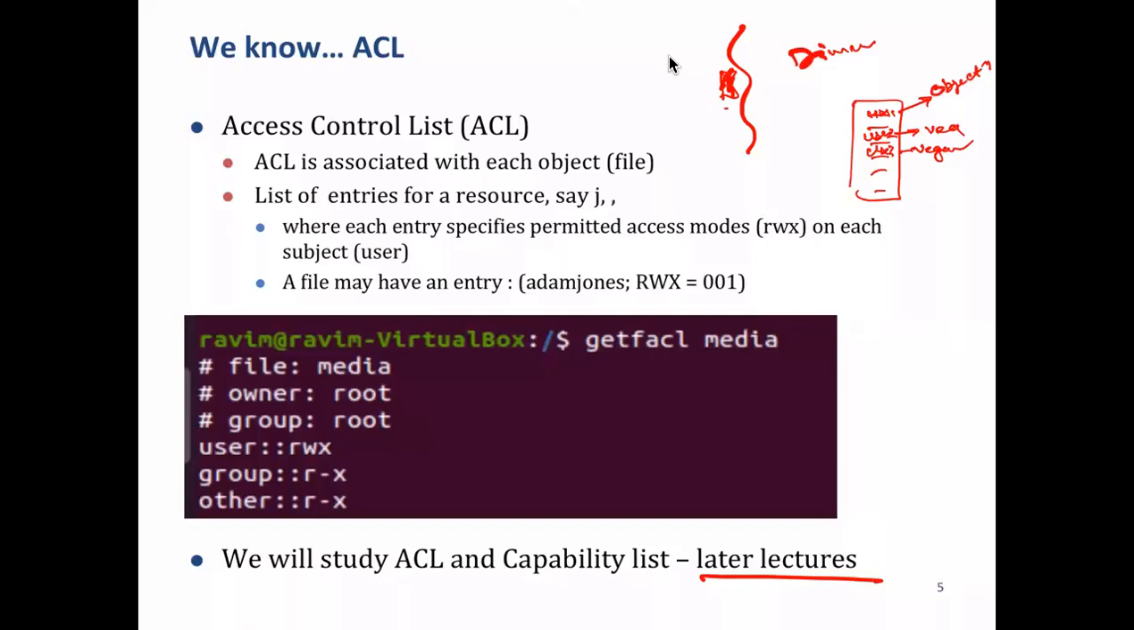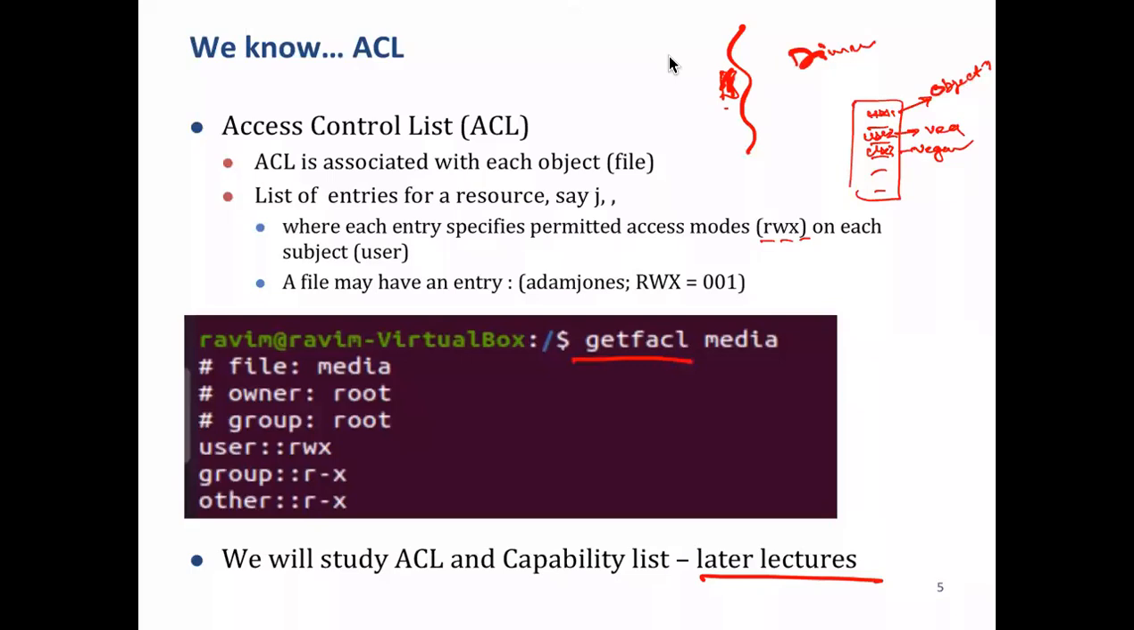Similarly, with each object, which is a file, for example, a list of users who are allowed to access it is called an access control list, right? And then it will say what kind of access is permitted. For example, for a file we have a number of users or processes that can use it, and what they can use it for is defined through the read, write, execute bits.